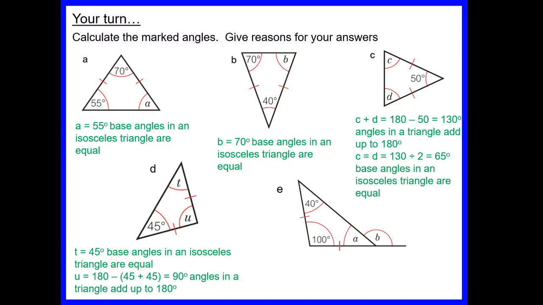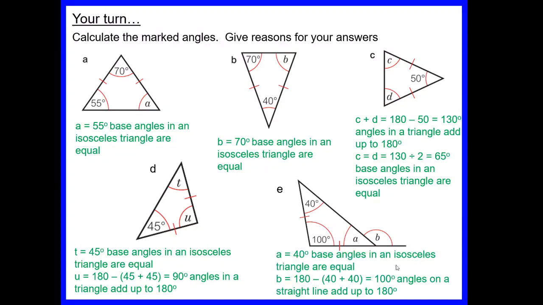Finally then over here, we've got our isosceles triangle, but we've also got an exterior angle as well. So let's start off with A. So if we follow the 2 lines of our isosceles triangle, we can see that this one here and A are both base angles. So A is 40 degrees, base angles in an isosceles triangle are equal.